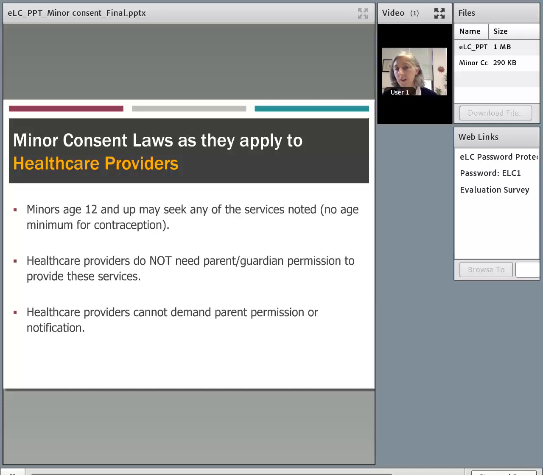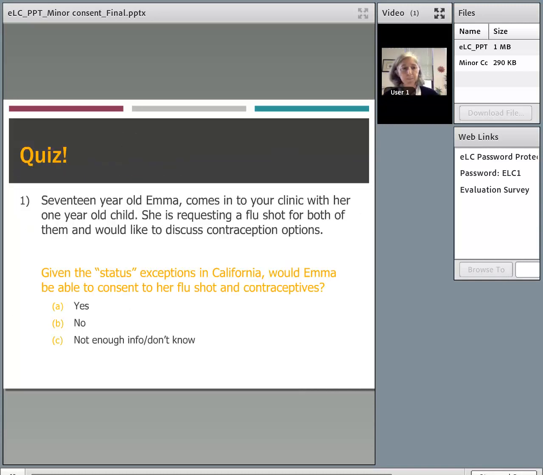Sometimes I get asked, if we're in a school-based health setting or if we're in an FQHC, do the rules change? And in this case, they don't. There sometimes can be some different confidentiality rules, but in terms of consent, sort of walking in the door, those don't change. It would hold true no matter where you're providing the care.